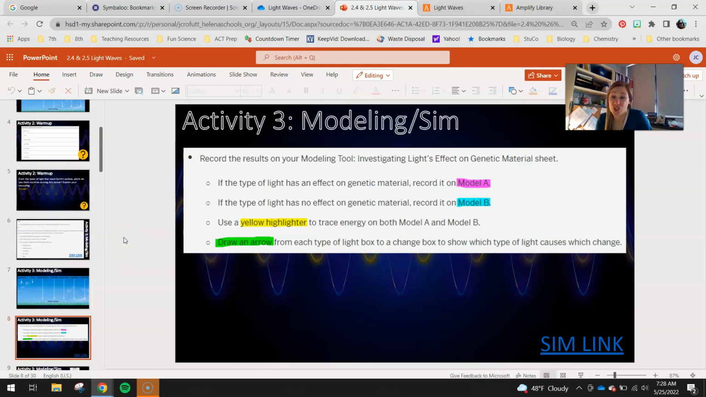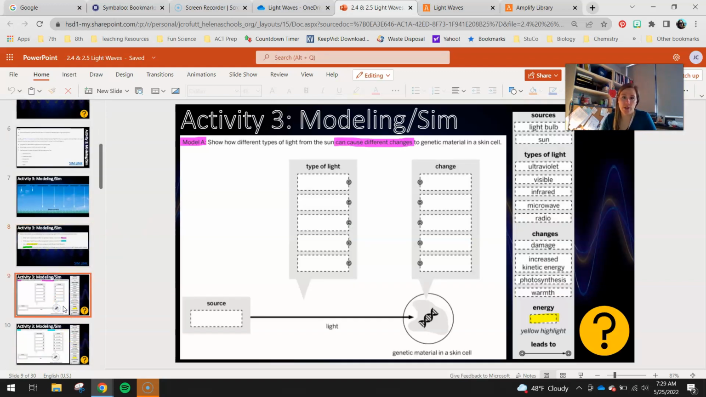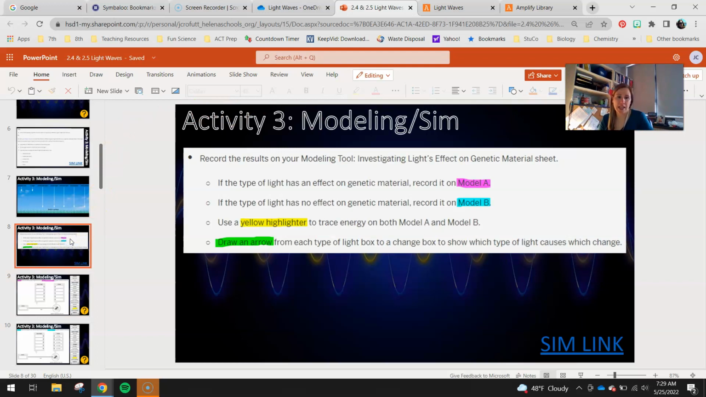There are actually 2 modeling tools that you're going to be doing. You have model A and model B, and they're color coordinated, so you can see that. If the type of light has an effect on genetic material, so you see some kind of change, you're going to do that one on model A, which is right here. You can see that purple color. Model A shows how different types of light from the sun can cause different changes to the genetic material. So if we see any change at all to our genetic material, this is where we record our results. Okay, back to slide 8.